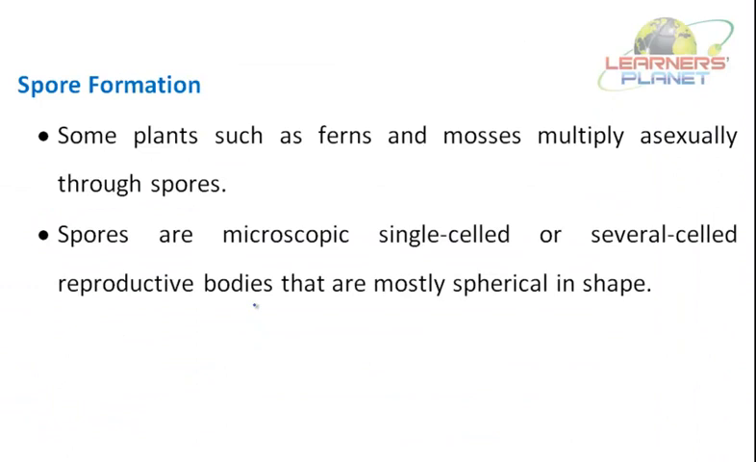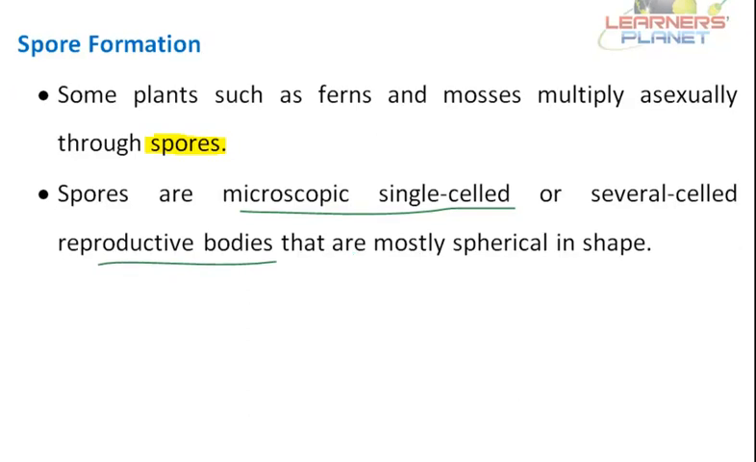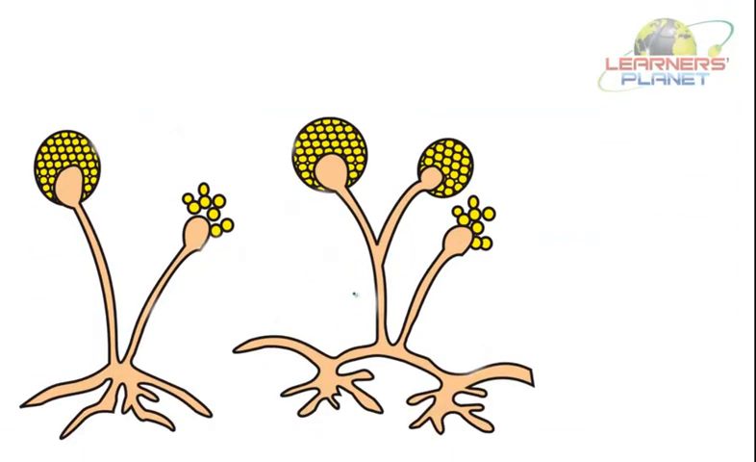The third, very simplest form of asexual reproduction is spore formation, where some plants such as ferns and mosses multiply asexually through spores. So here, what are spores? Yes, spores are microscopic, single-celled or several-celled reproductive bodies that are mostly spherical in shape. Let us see the diagram. Yes, this is a beautiful diagram of spores.